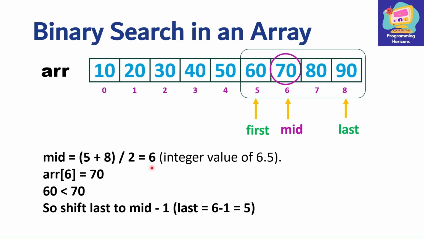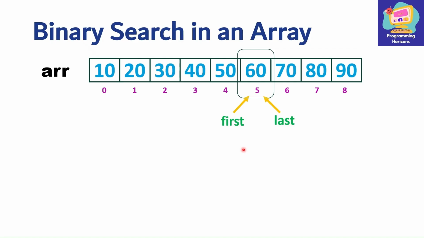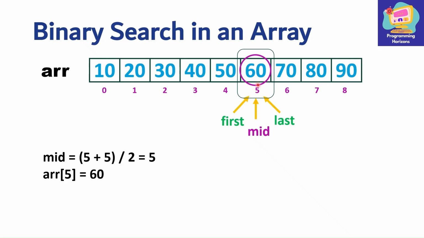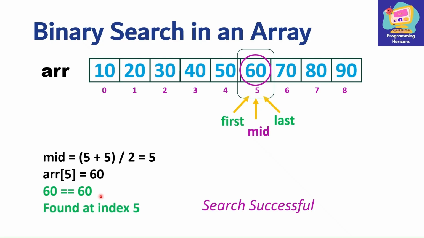Our new mid is 6. So 6 - 1 is 5 and therefore our last index will be shifted here. So now we are left with a single element where we have to search for the search key. Now first and last both are at index 5 in the array. So we once again calculate the middle index using the formula (5 + 5) / 2, and therefore the middle index is also at index 5. Now the value here is 60, which is equal to our search key 60, and that means the value is found at index 5 and the search is successful.